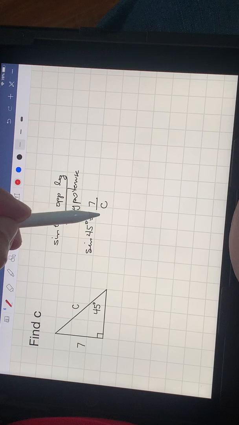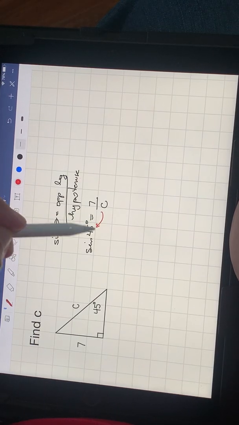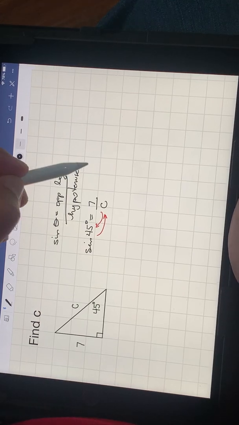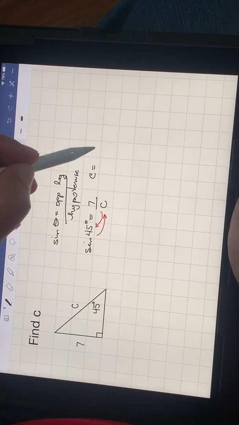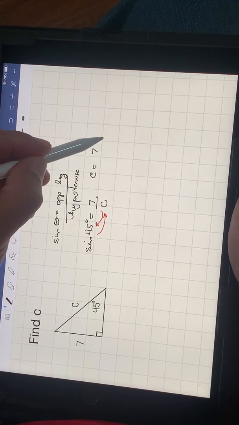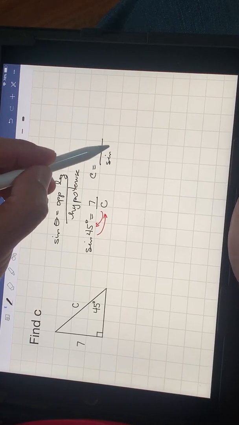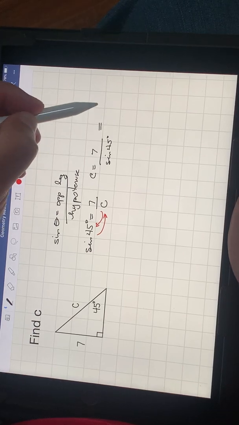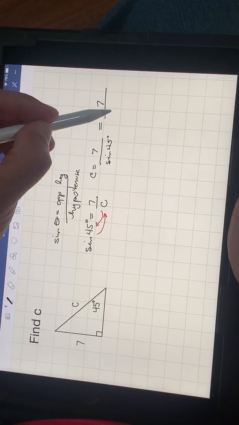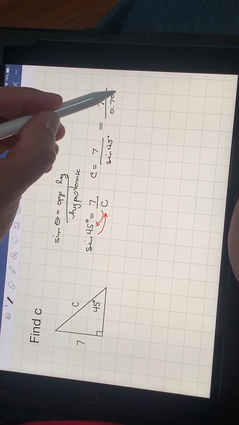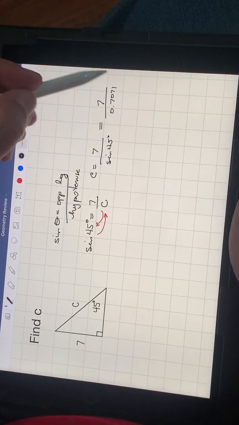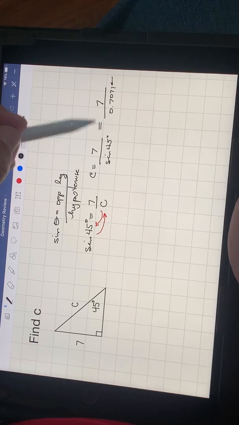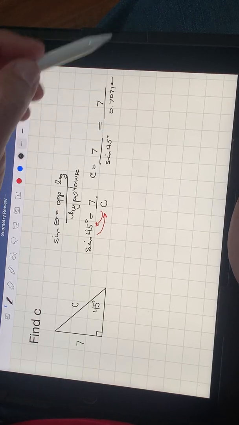But because I need to solve for C, then I need to move the C here and the sine of 45 in this position. So I can say that C is going to be the same as 7 divided by the sine of 45 degrees. That is equal to 7 divided by 0.7071. You can find this value by plugging sine of 45 in your calculator.